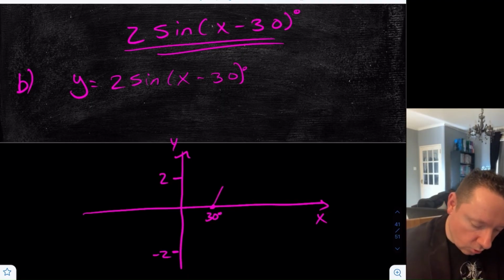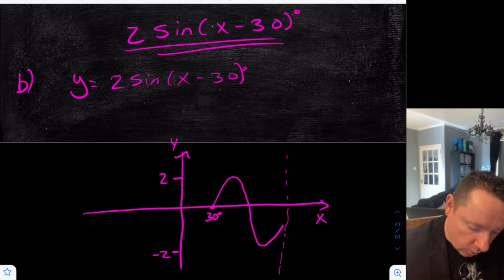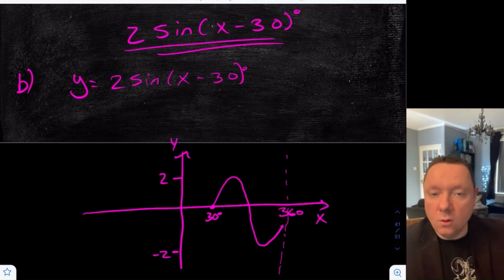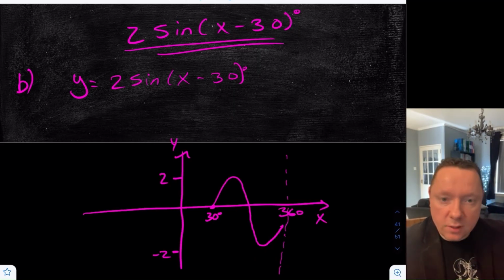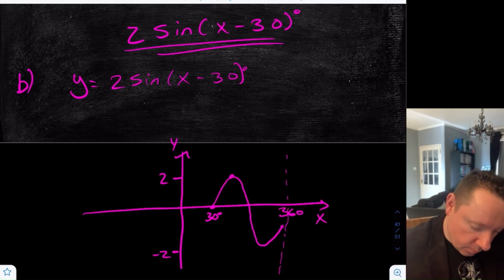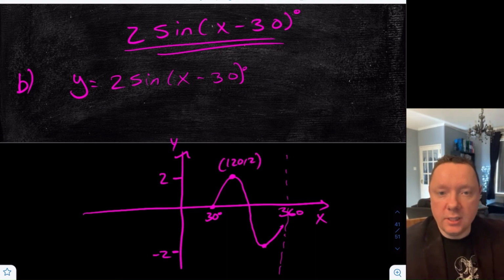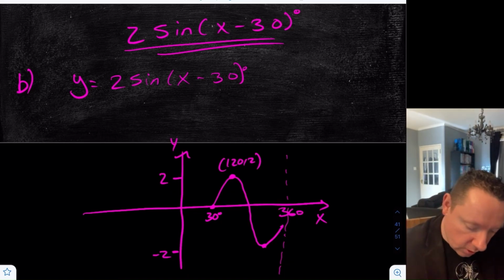So we can just start drawing our graph and stop about there because it only goes up to 360. We can note our turning points. So normally it goes along to 90, but shifted to the right by 30 means that this point is 120. And similarly, this is usually 270 on a sine graph, so an extra 30 makes 300.